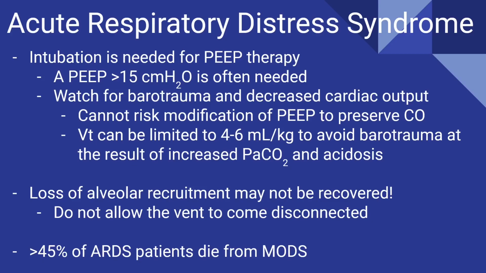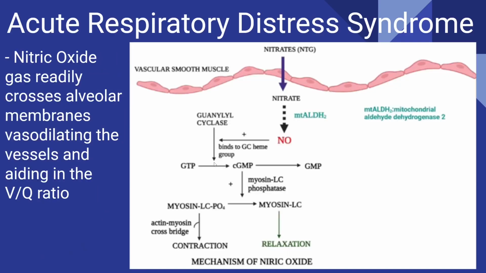And for this reason, and for the reason that they're hypoxemic, a lot of these ARDS patients end up passing away from multi-organ failure, just because they're not being properly perfused and getting the oxygen that they need. So one thing we can do to help them is potentially provide nitric oxide that'll come in a big tank, and it's a different type of gas that we can give that readily crosses the alveolar membranes.